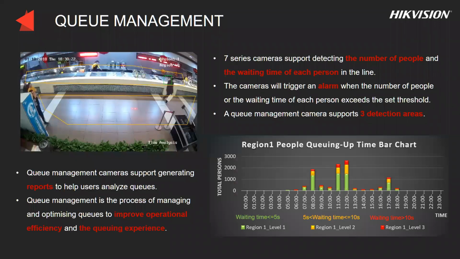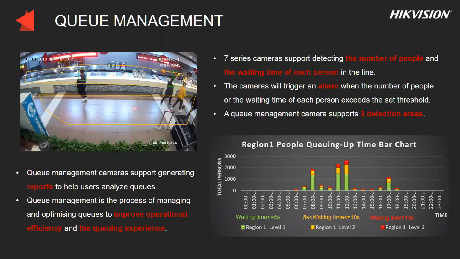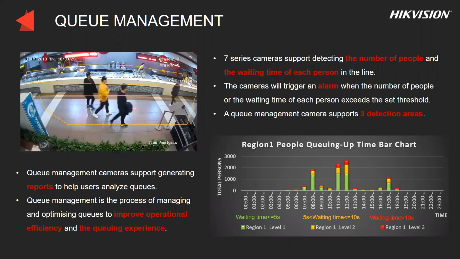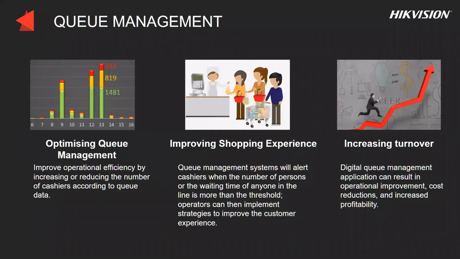Queue management, another top feature used by retailers. We have the ability to monitor the threshold of people in a specific area. When the threshold is met, an alarm can be sent to notify staff, helping to increase operational awareness. Using the queue management data, it's possible to improve efficiency in a retail environment. This also helps improve the shopping experience for customers, and at the end of the day, increase the turnover for the retailers.